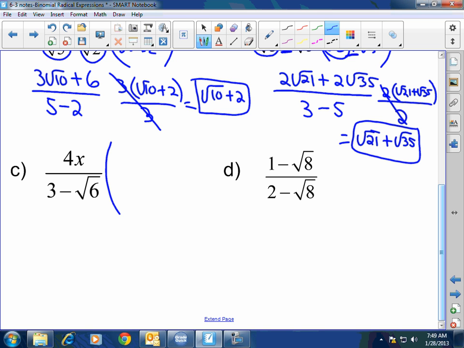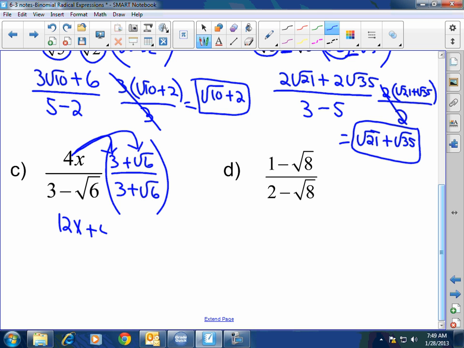Rationalize. I cannot have a radical in the denominator, so I'm going to multiply 3 plus the square root of 6 to both the numerator and the denominator. Okay, 4x times 3 is 12x plus 4x times square root of 6 is 4x times square root of 6 over first term squared is 9 minus second term squared is 6.